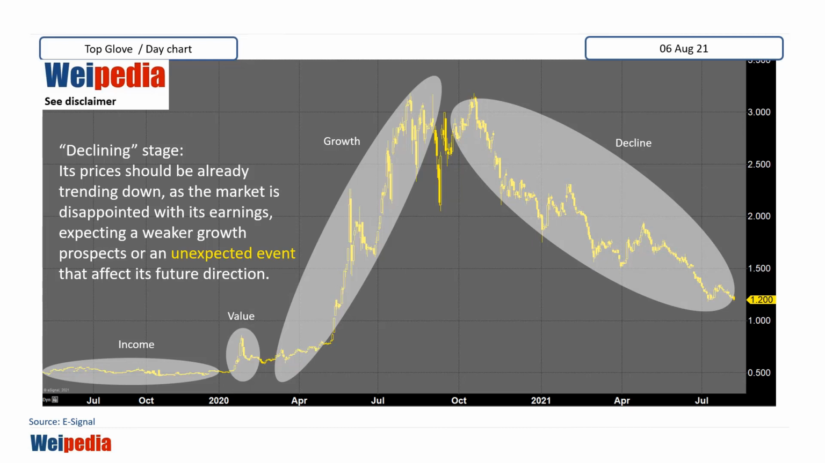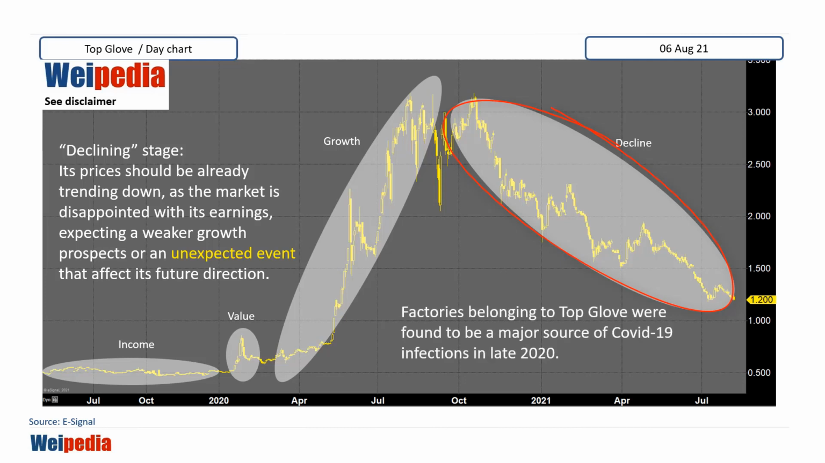We could see that the structure of the pricing is very obvious. Each new low is lower than the previous low, and each new high is also lower than its previous high. What was the trigger for the market to go from a growth stage into a declining stage? In this example, it was because of an unexpected event. Factories belonging to Top Glove were found to be a major source of COVID-19 infections in late 2020. After that, you could see that the market started to develop into its downtrend. But before that, were there any telltale signs that this growth stage, towards its end, was losing its momentum? We're going to study that in the later segments.